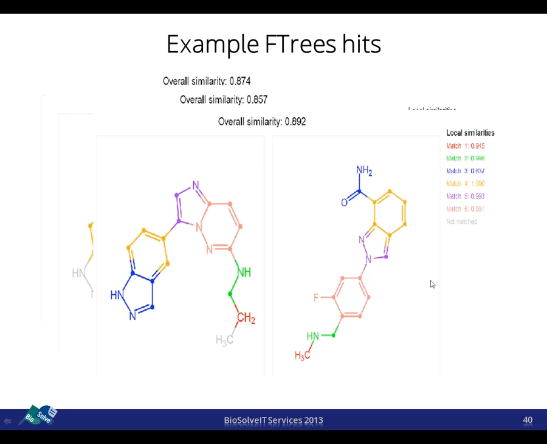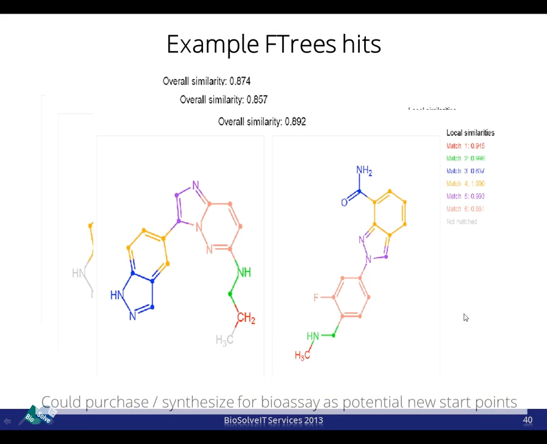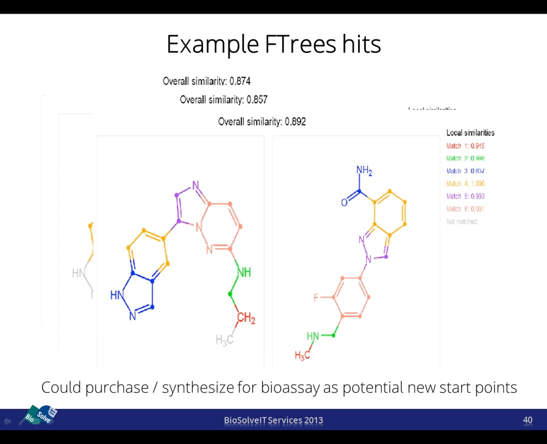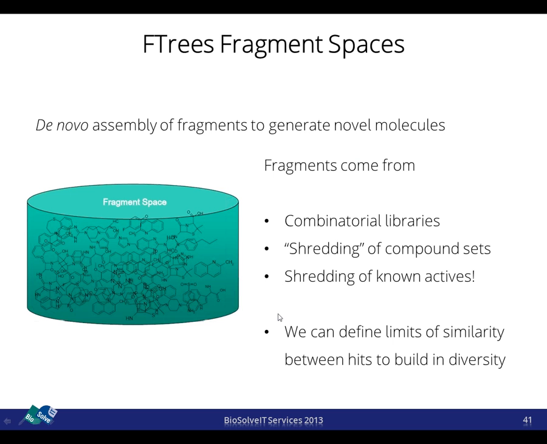So that's just to show how feature trees might have helped us take the jump from our lead series. We could have bought or synthesized these and bioassayed them as potential new start points.